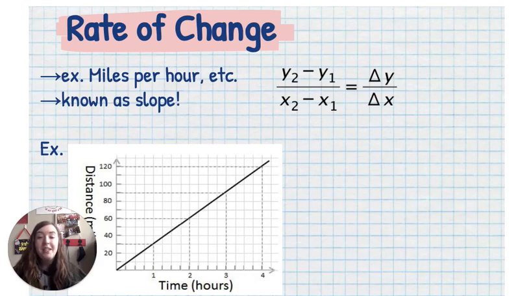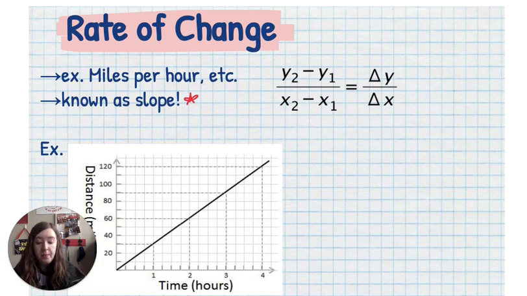Hey guys, today we're going to talk about rate of change. So rate of change is miles per hour, feet per second, the money per year, something like that, something per something. We know it as slope. But of course, since this is calculus, we're not just going to say, hey, it's slope, and then move on with our lives. It's more complicated than that.